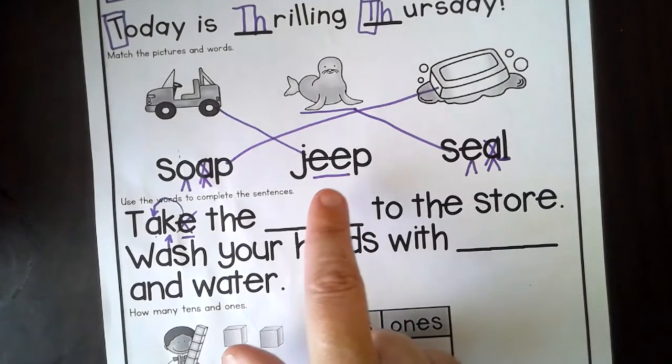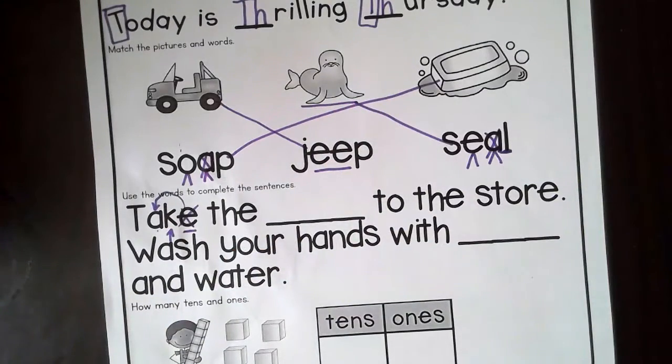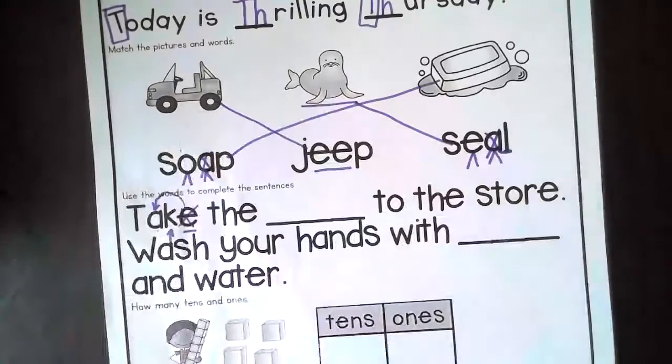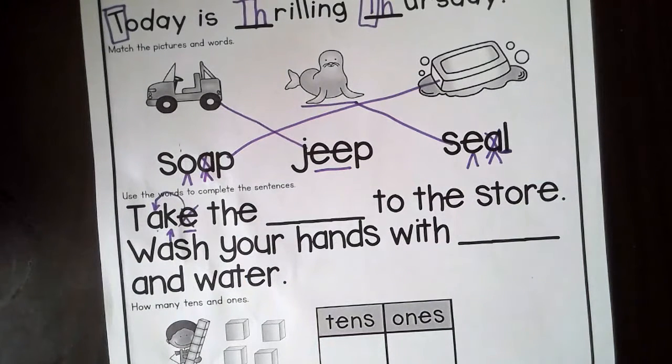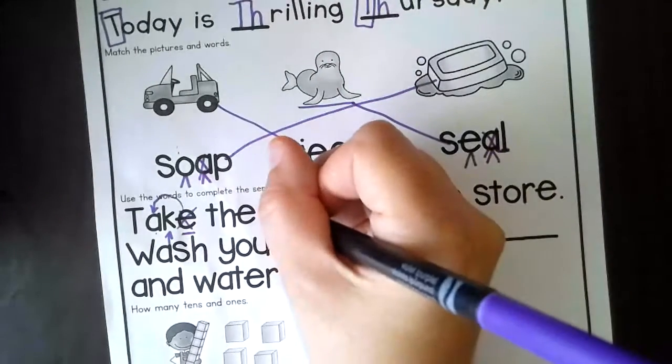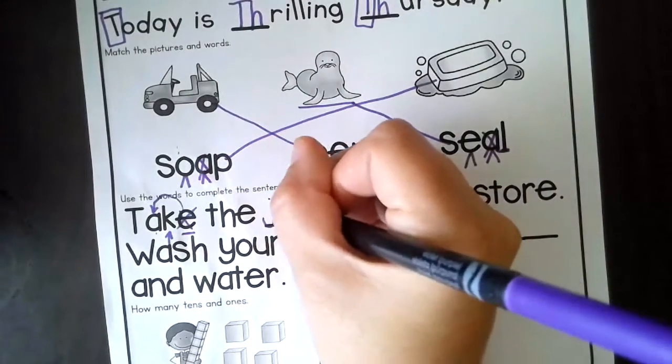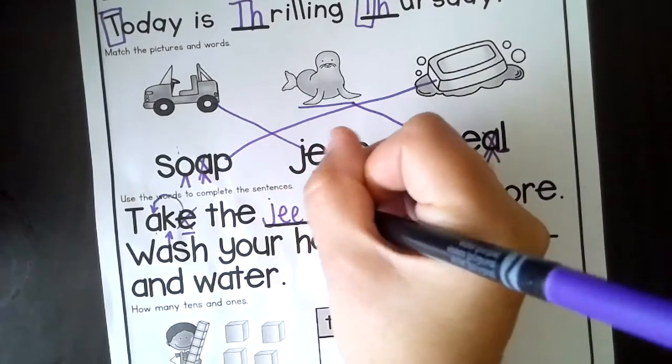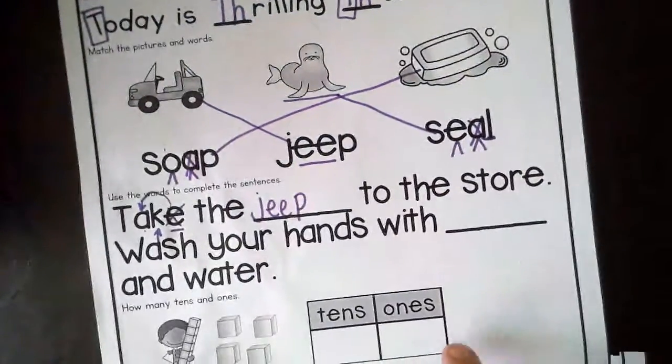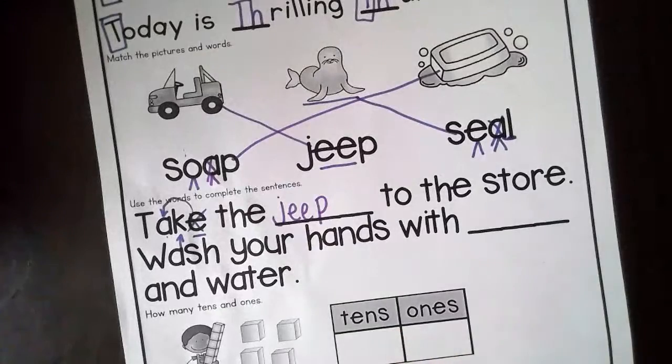Take the seal to the store? If you're taking a seal to the store, you might get in trouble. Or take the Jeep to the store. Would I drive my Jeep to go to the store? Probably. Take the Jeep to the store.